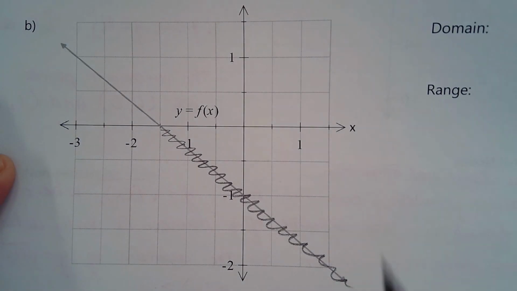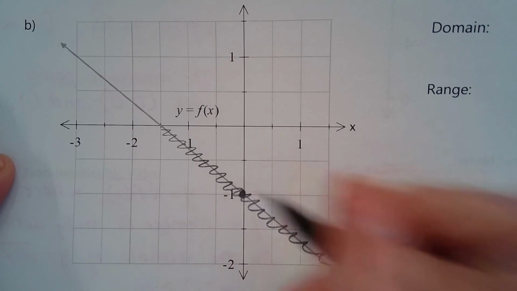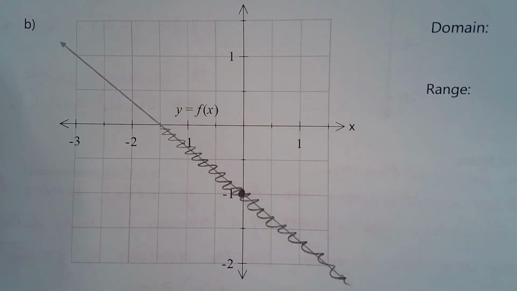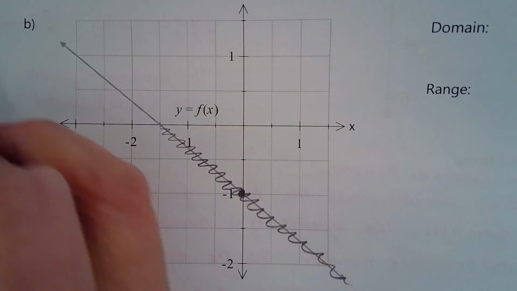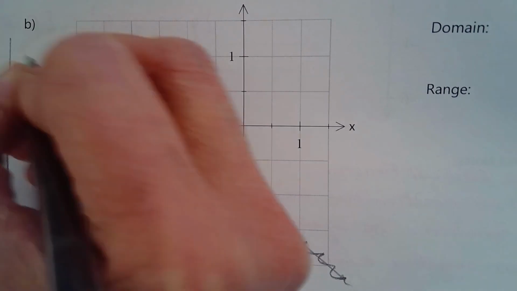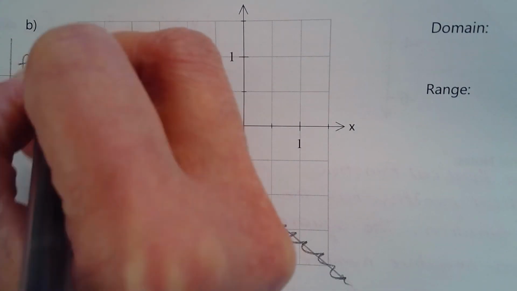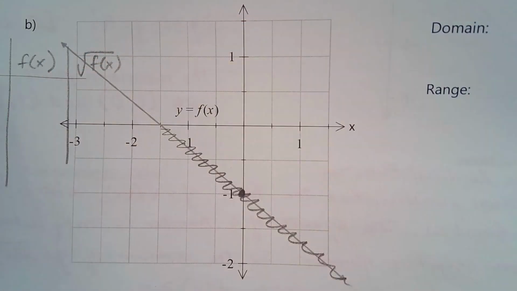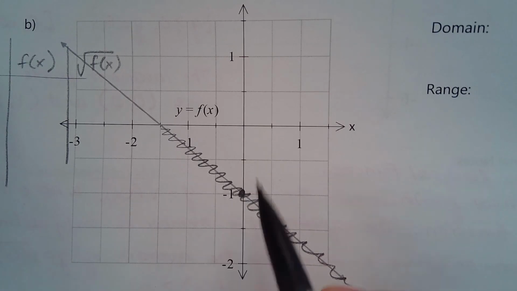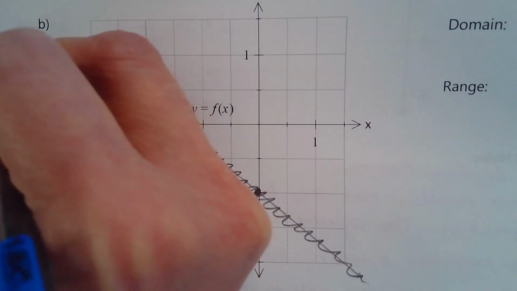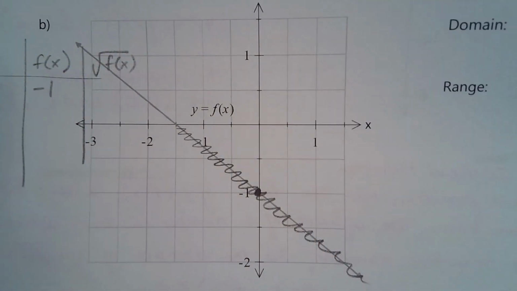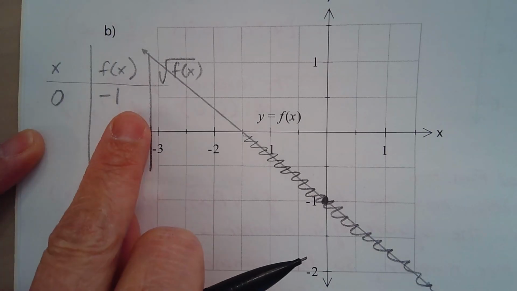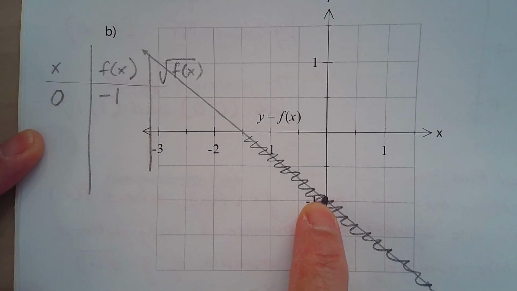Well, let's pick something. Let's pick this point here. Maybe you're not convinced yet. Your values are x and f of x, that's your y, and then the square root of f of x. So if you have a negative, this point here is going to be 0, -1, right? Yeah. So 0, -1, that particular point on the linear function.